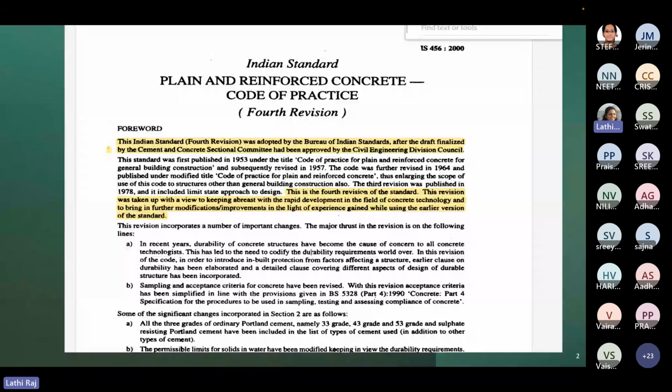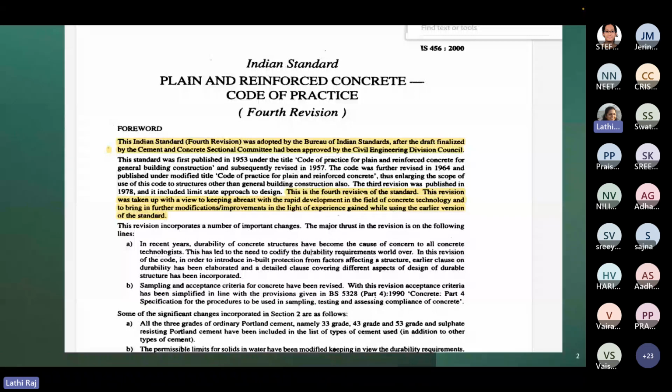This revision was taken up with a view to keeping abreast with the rapid development in the field of concrete technology and to bring in further modification or improvements in the light of experience gained while using the earlier version of the standard. You get so much experience while using it. And of course, there will be research done. And based on all these things only, it is revised.